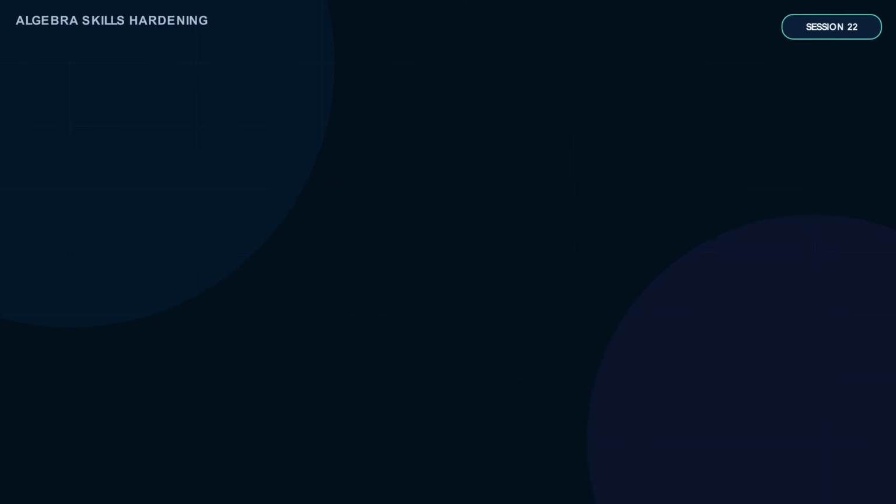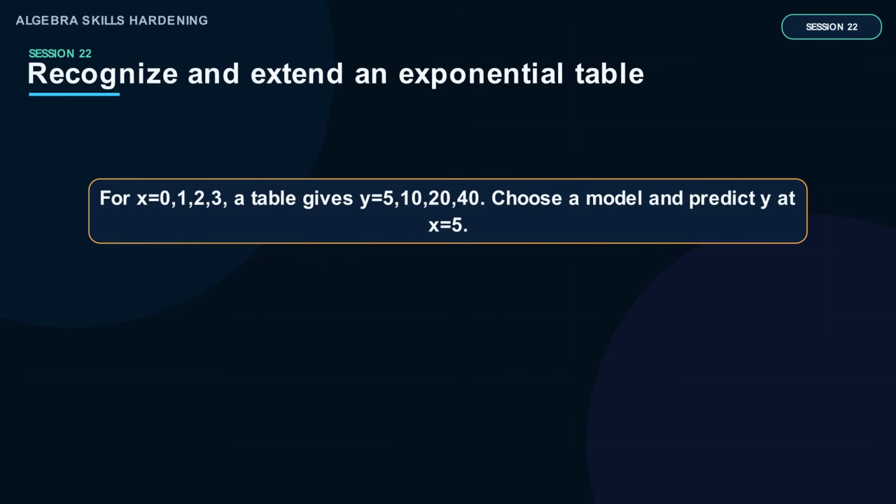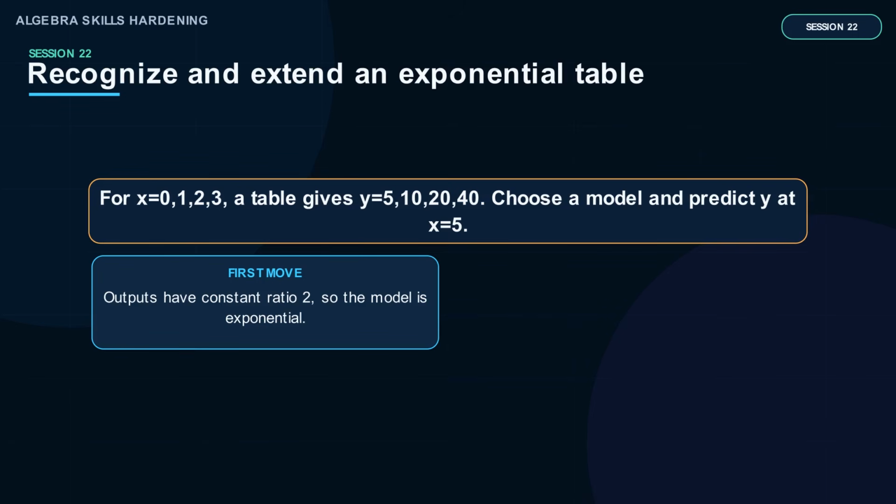Here is the challenge. For x equals 0, 1, 2, 3, a table gives y equals 5, 10, 20, 40. Choose a model and predict y at x equals 5. Restate the target and identify the most important part of the routine. The first move is, outputs have constant ratio 2, so the model is exponential. This changes the form without changing the meaning.